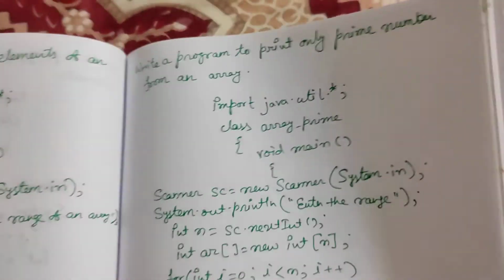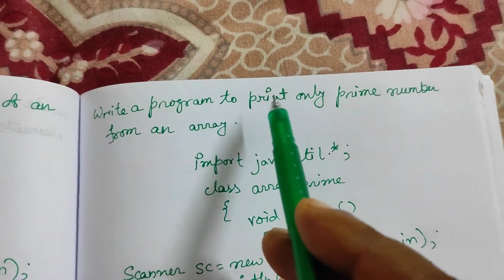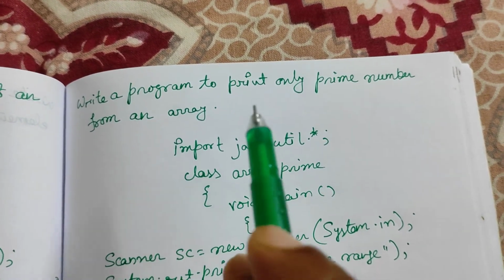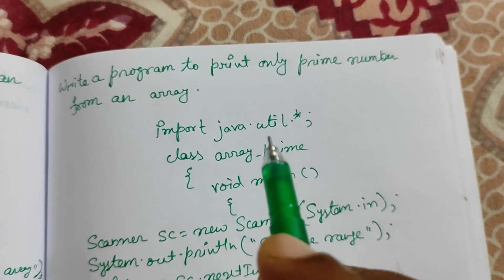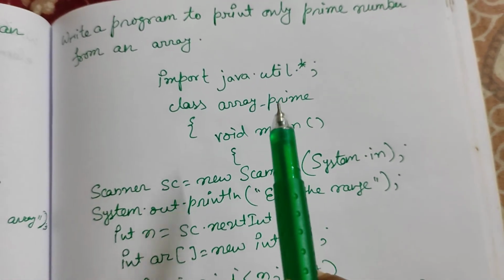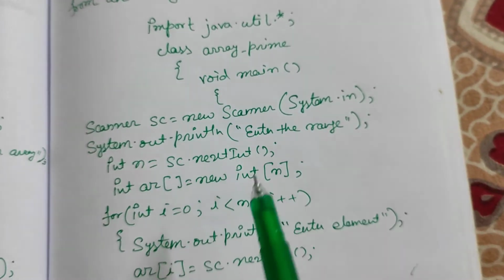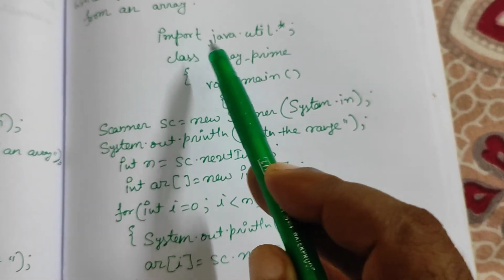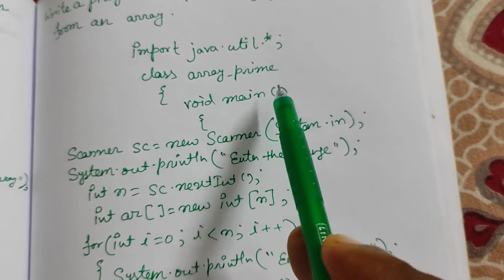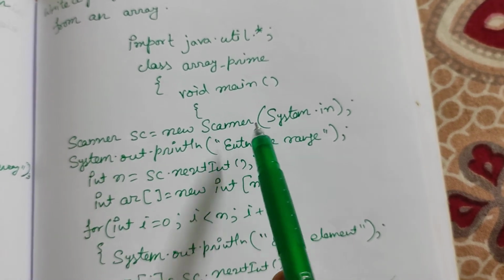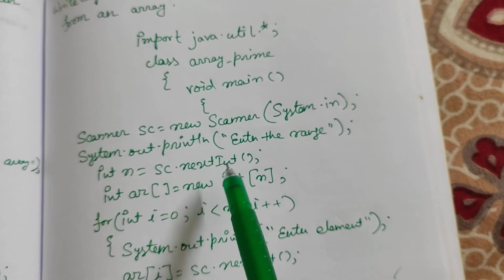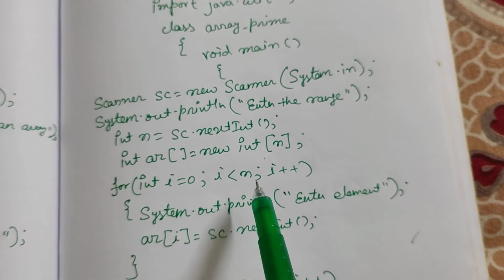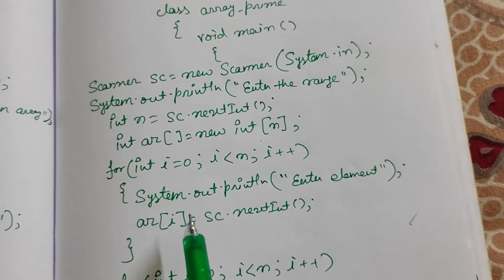Another program that we will learn now: write a program to print only prime numbers from an array. In the array we enter the values, and afterwards we will print only the prime numbers. So the part up to input taking is common, same as the last program. First we write import java.util, then class ArrayPrime, void main, the Scanner class, take the range n, then create the array ar[] = new int[n], for int i = 0; i < n; i++, then take the input.